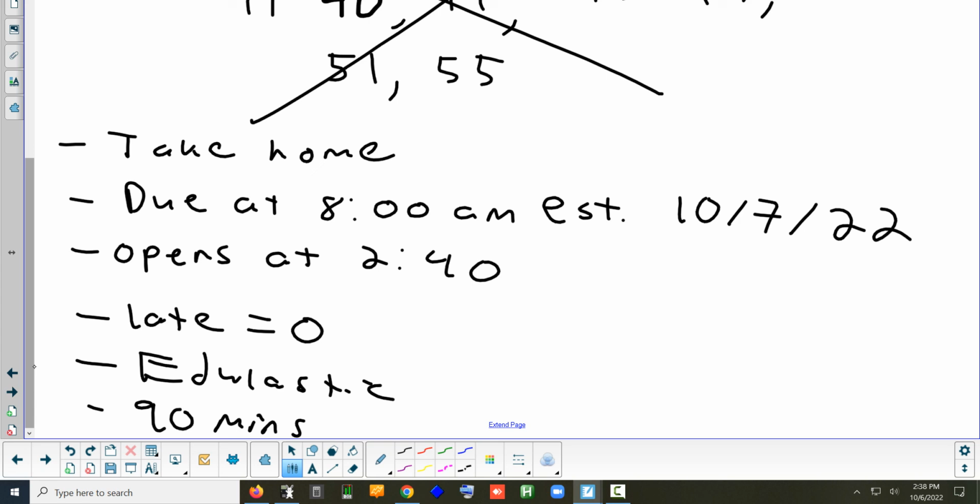Does anybody have a concern about doing it as a take-home? I don't have Wi-Fi, I don't have a graphing calculator, I don't have a computer. Does anyone have a concern?